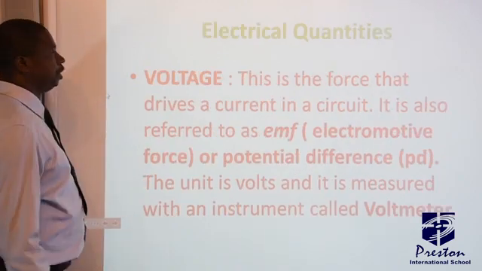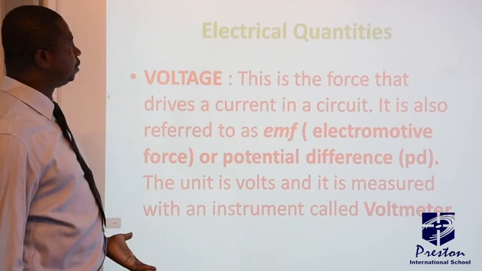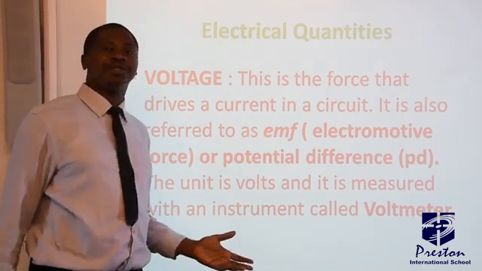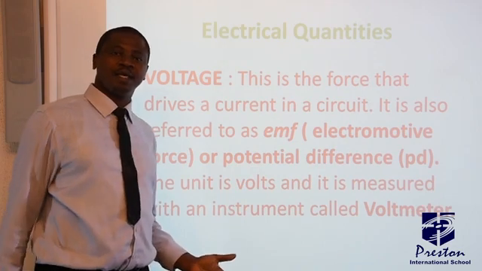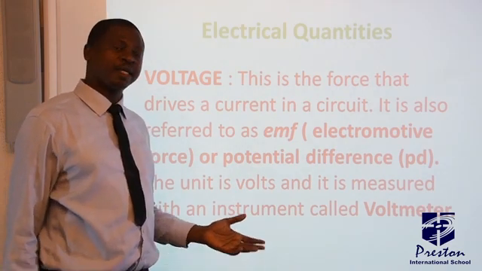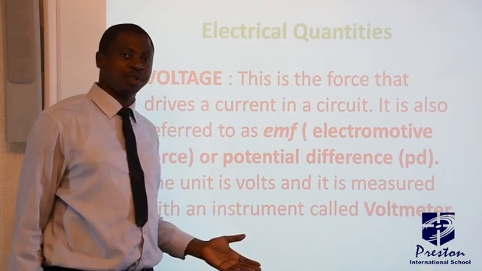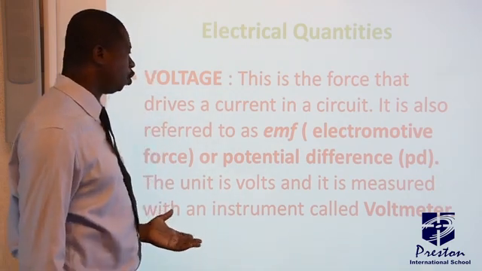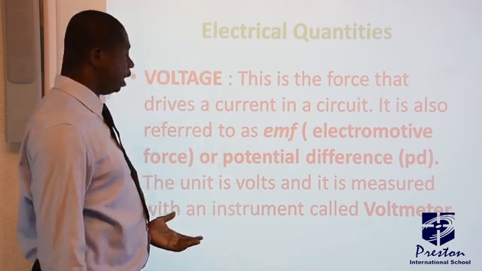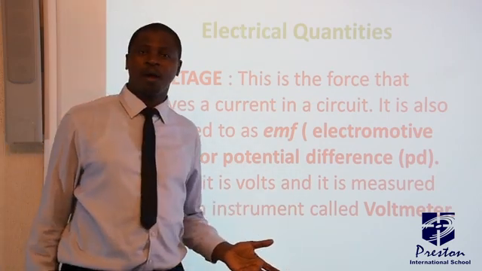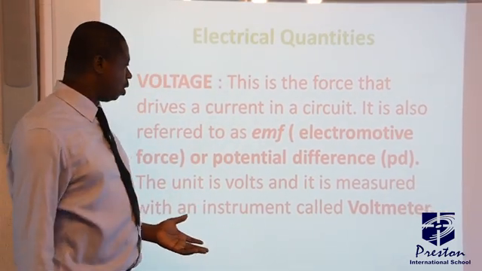Another electrical quantity we have is voltage. Voltage is the force that drives current in a circuit. It's also referred to as EMF, which means electromotive force, or potential difference. In some textbooks, it is written as potential difference, or EMF, which is electromotive force. The unit is volts, and it's measured by an instrument called a voltmeter.